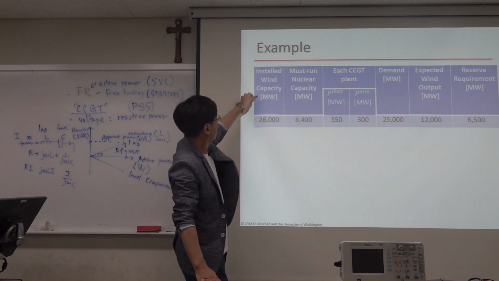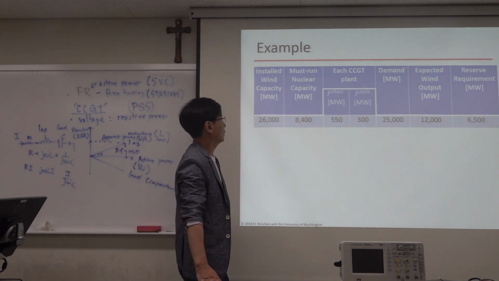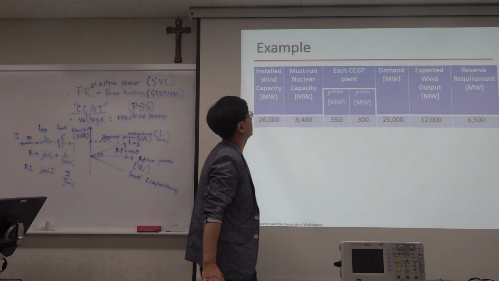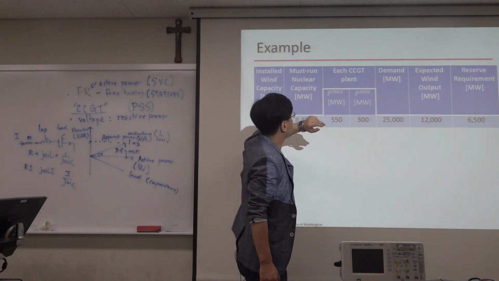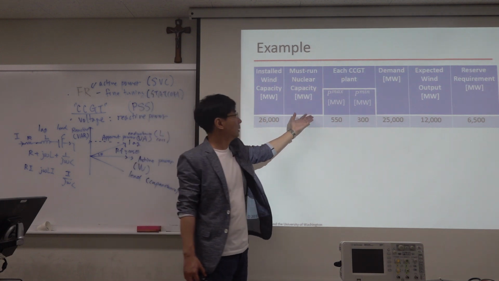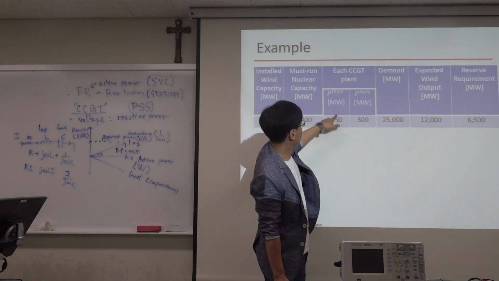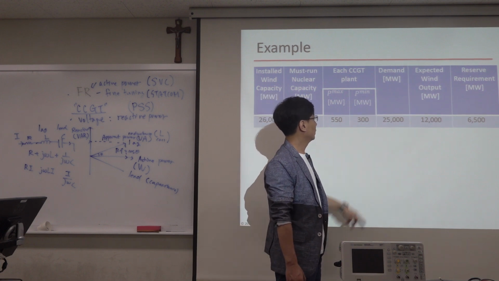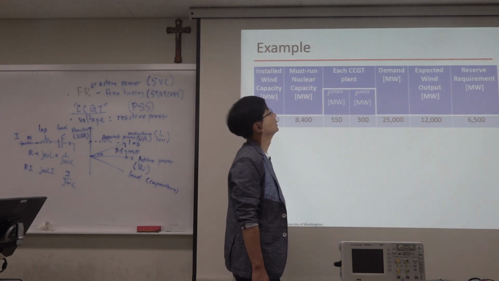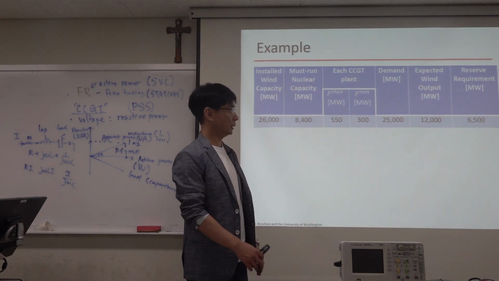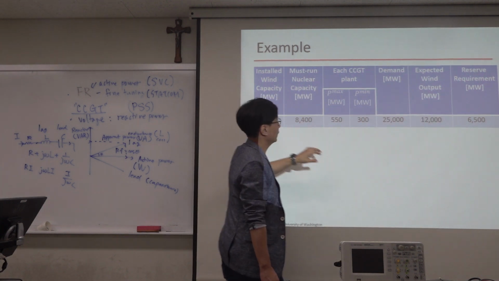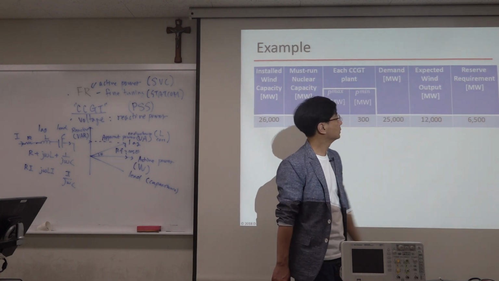In this example, the installed wind capacity is 26 gigawatt, huge. And the must-run nuclear power capacity is 8.4 gigawatt. And CCGT, what was that? Combined cycle gas turbine power plant. So maximum 550, minimum 300. It has some minimum. Okay? And the demand is 25 gigawatt. Which country is it? Expected wind output, no, this is installed capacity, and this is the expected output, assuming some weather condition.